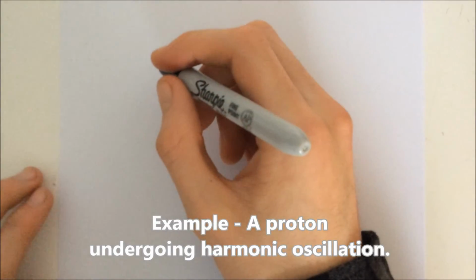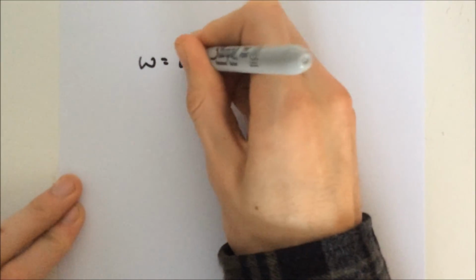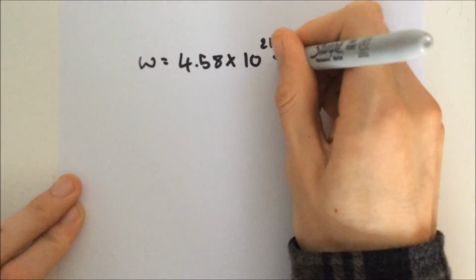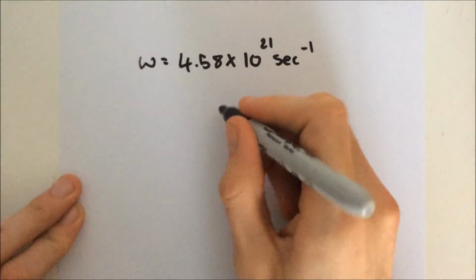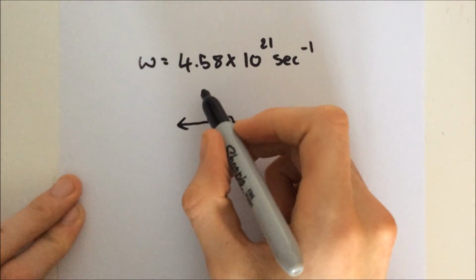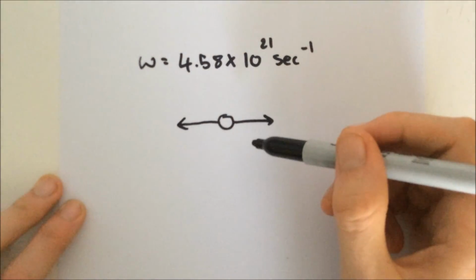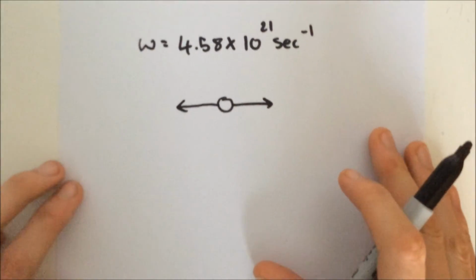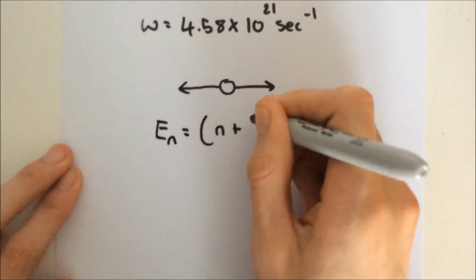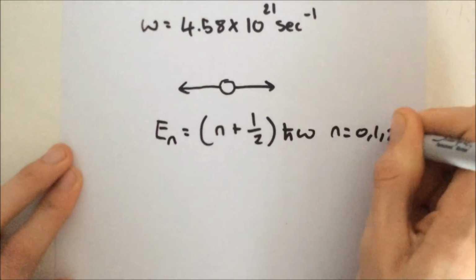Say that you have a proton undergoing harmonic oscillation with the angular frequency omega equaling 4.58 times 10 to the 21 per second. So you have a proton oscillating back and forth with the angular frequency given here. What are the energies of the various energy levels of the proton? You know that in general, E_n is equal to (n plus a half) h bar omega, as n goes from 0, 1, and 2, and so on.